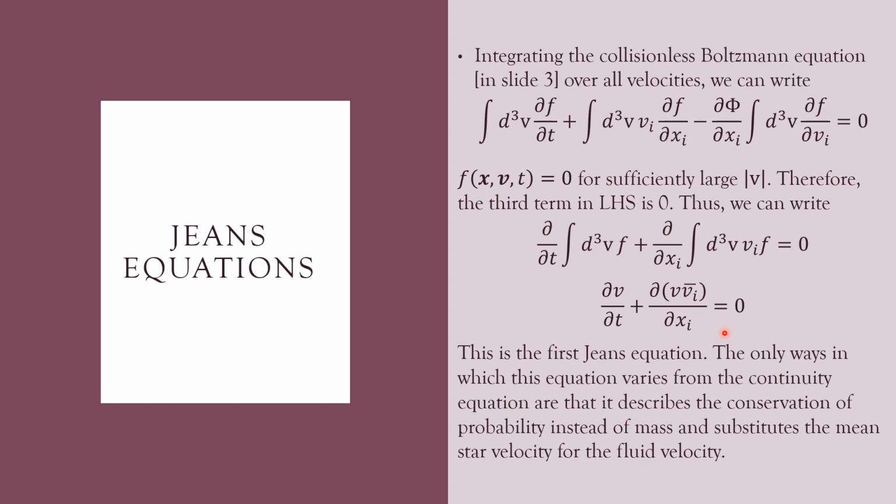The first Jeans equation differs from the traditional continuity equation in two key aspects. One, it describes the conservation of probability instead of mass, reflecting the unique nature of collisionless systems. Two, it substitutes the mean star velocity for the fluid velocity, highlighting the statistical properties of stellar distributions within these systems.